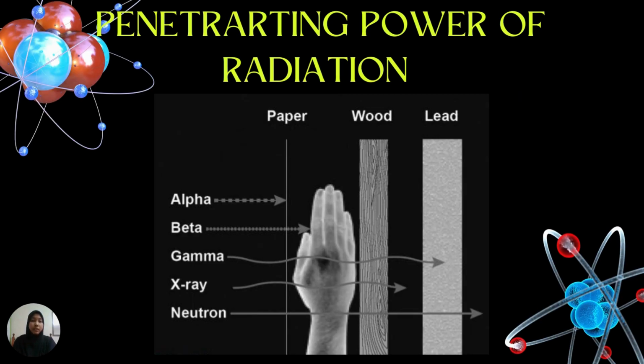In this slide, I attach the illustration picture of the penetrating power of each radiation. As you can see here, alpha can be stopped by a piece of paper, beta radiation can be stopped by a human hand, and gamma rays require a lead lid in order to be stopped, but not for neutrons. Neutrons can only be stopped by several feet of concrete because they have a high penetrating power.